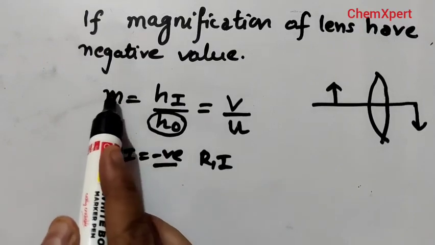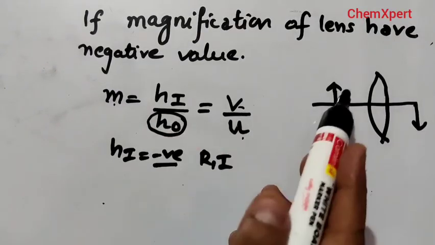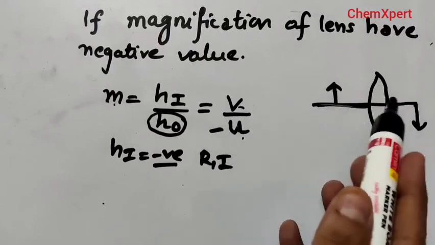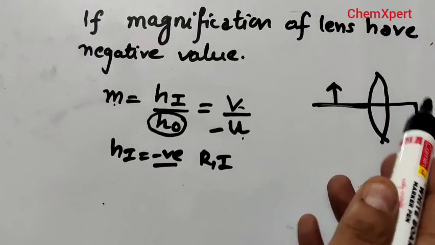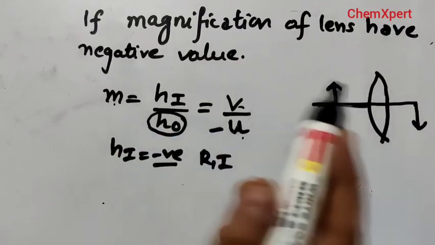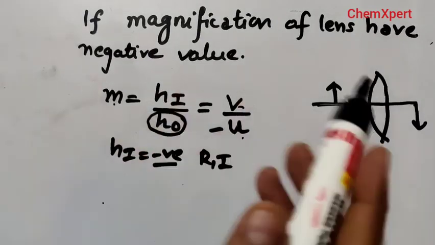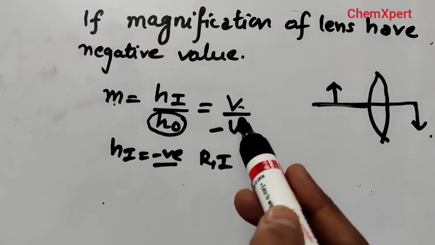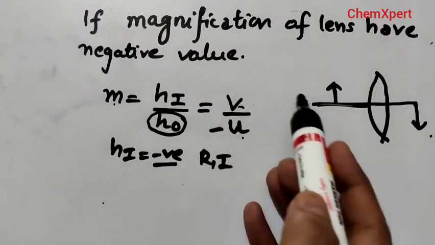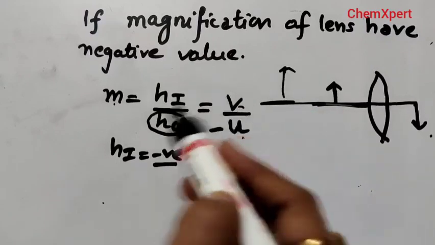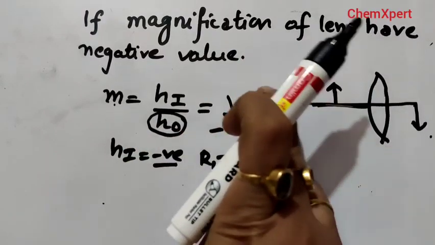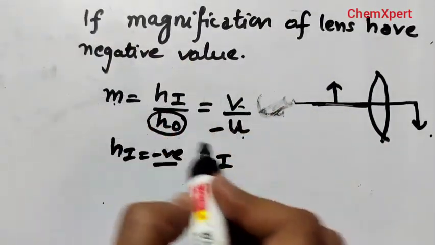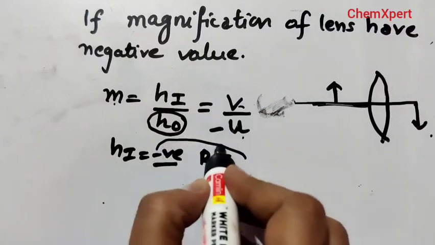Now the second thing, magnification is v upon u. Now u is the object distance, which is always taken negative, and v in case of a convex lens is always positive. So magnification will be negative whenever we get the real and inverted image. In this case, if we get the virtual and erect image, then magnification will be positive. So in all these cases, the magnification is only negative when we get a real inverted image.